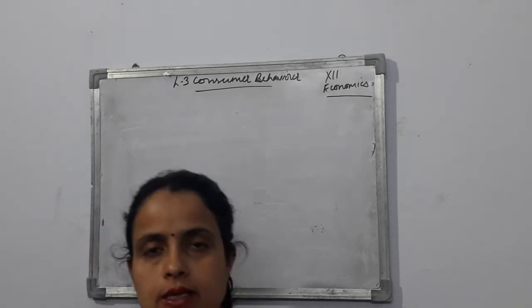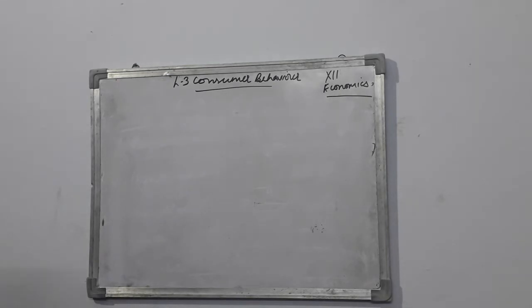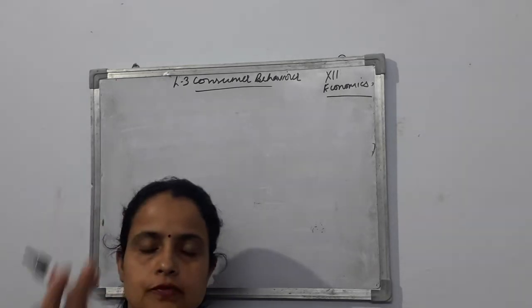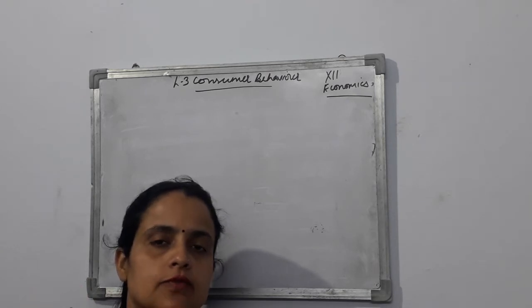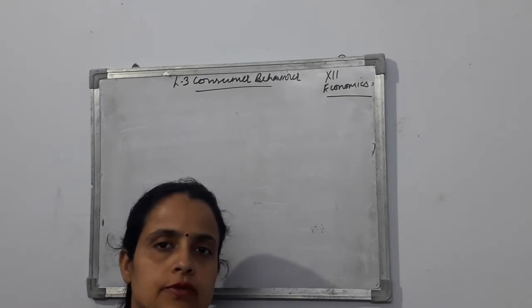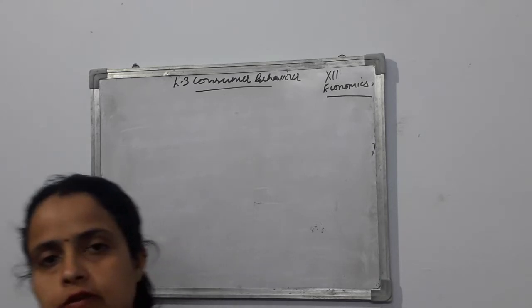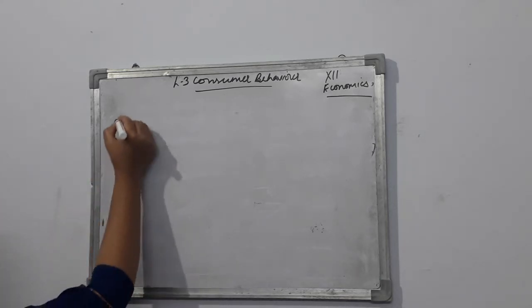In the last video we did properties of indifference curve. And today we have completed indifference curve entirely. We have done what is indifference curve, then the map of indifference curve, then the properties of indifference curve. Today we are going to start with budget line.